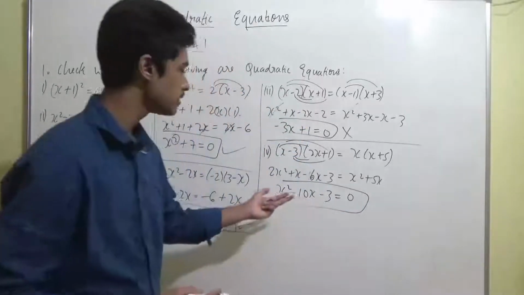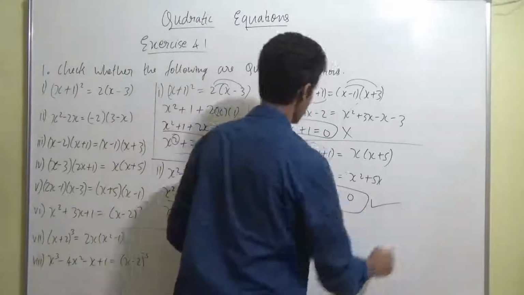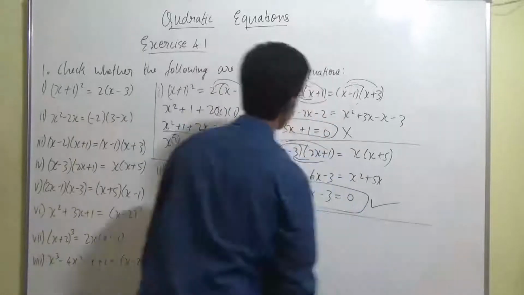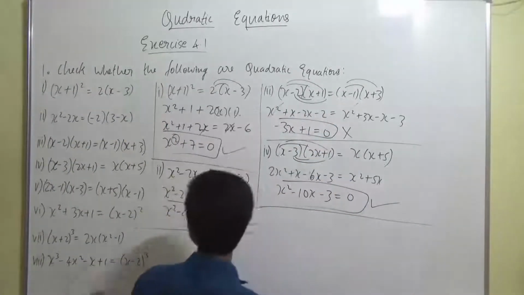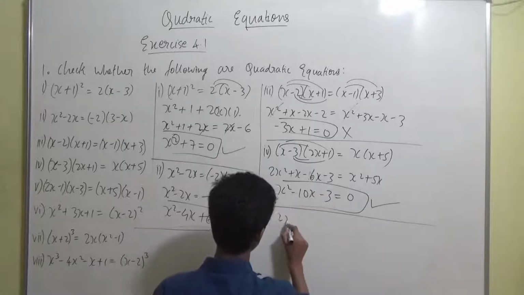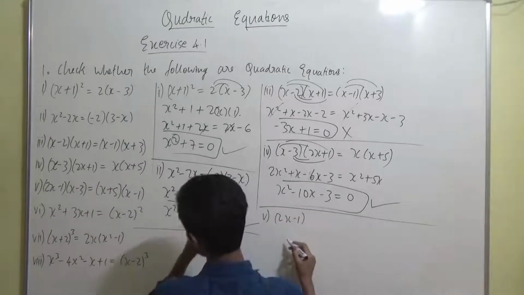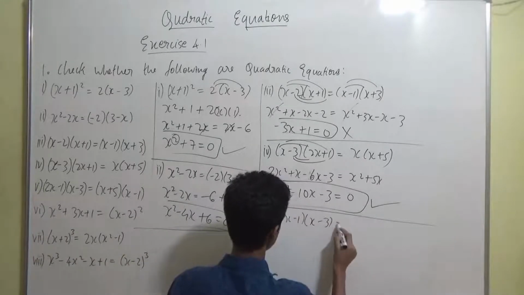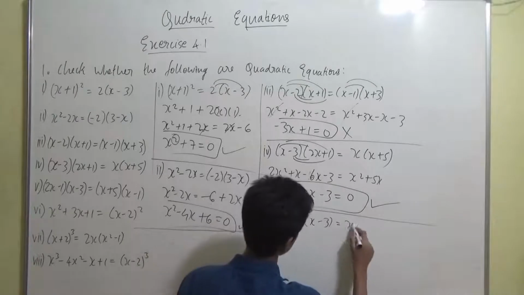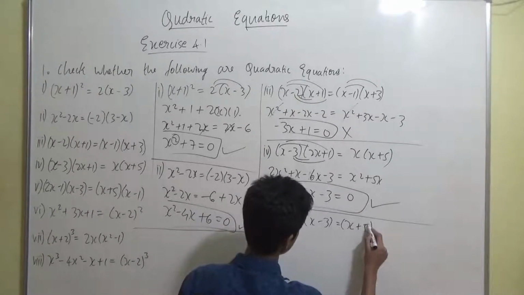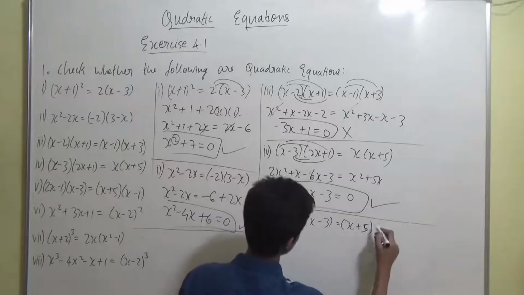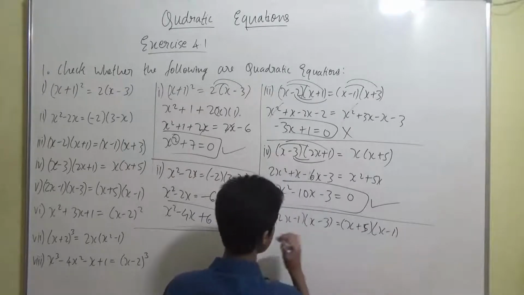If you see, the highest degree in this equation is 2, which means it is a quadratic equation. Right, now let's go to the fifth sub question. Fifth sub question is 2x minus 1 times x minus 3 equal to x plus 5 times x minus 1. Now I'll start expanding this, guys.